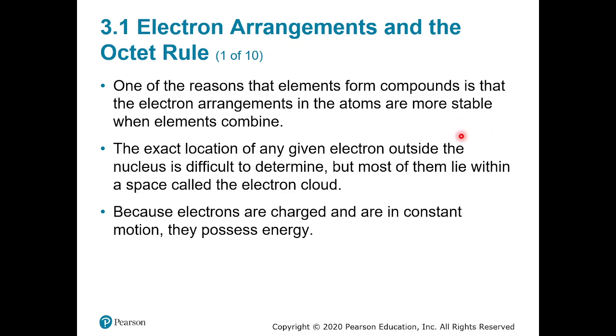When you're looking at these, remember that it's the electron arrangements in the atoms that are going to be more stable when you combine elements or you gain and lose these electrons. When you're all the way to the right of the periodic table, when you're noble-like, you have filled up all the spots that are available for those electrons. The exact location of any given electron outside a nucleus is incredibly difficult to determine. They're very light, they're very small, they pop in and out of existence. They're basically impossible to nail down.